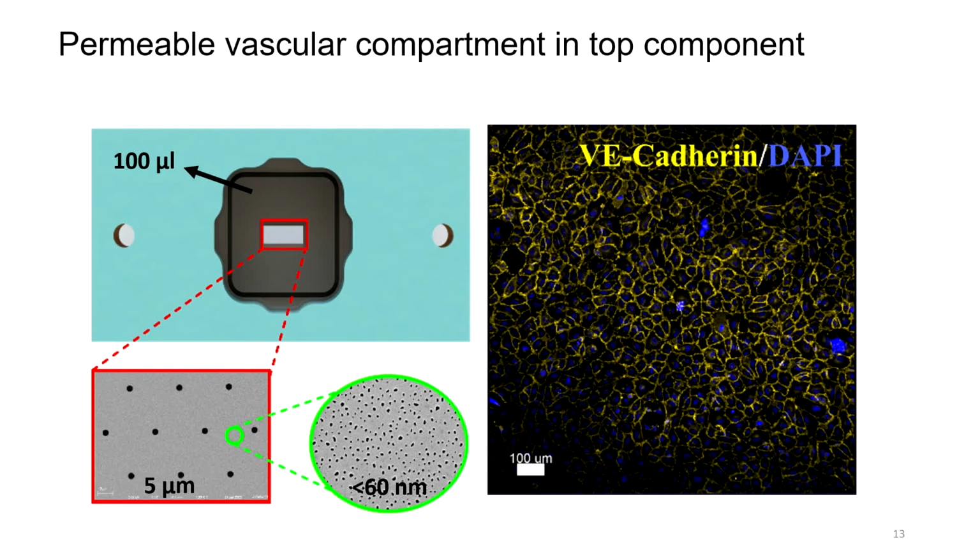These 5-micron pores are patterned on a nanoporous environment or surface. And these nanopores are really great because they're very small, under 60 nanometers, and they are perfect for paracrine signaling, and they allow for protein diffusion between the two compartments. And this substrate is amenable to cell culture, so this is where we grow our endothelial cells up to confluency.